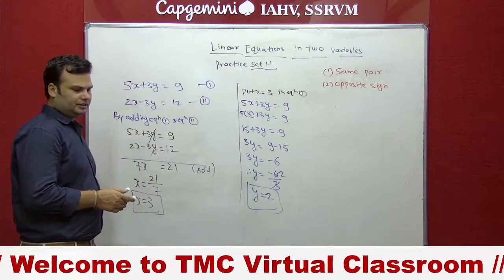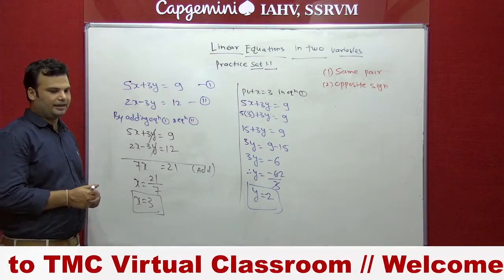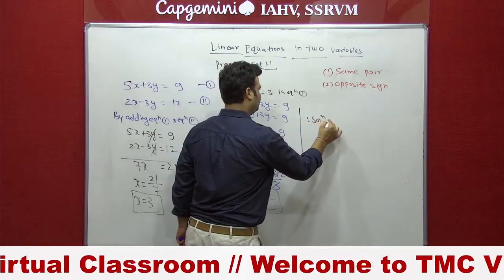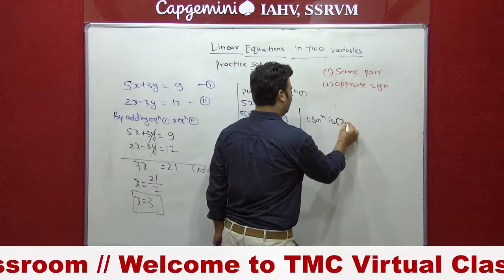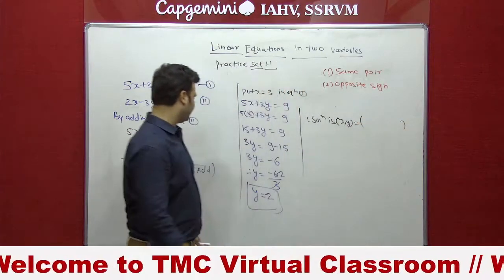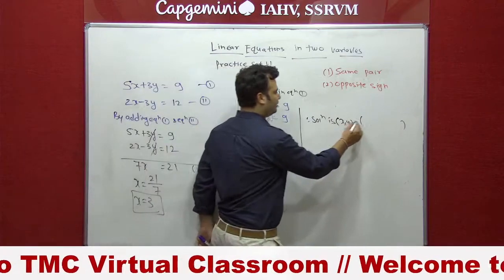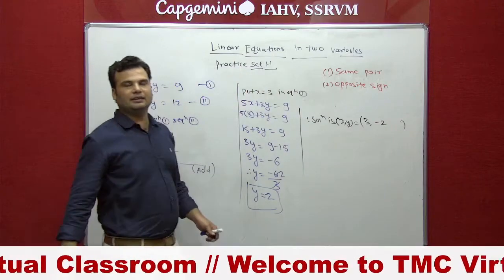Whenever a box is given, you can write in the box part, and the final answer of x and y is the solution. We have to write the value of x and y. So what is the value of x? x is 3 and y is minus 2. So in place of x we can put 3 and y is minus 2. So this is your final answer.